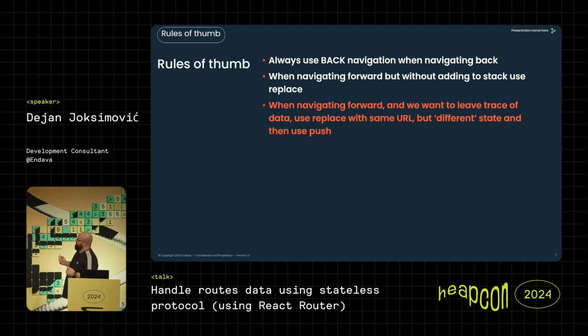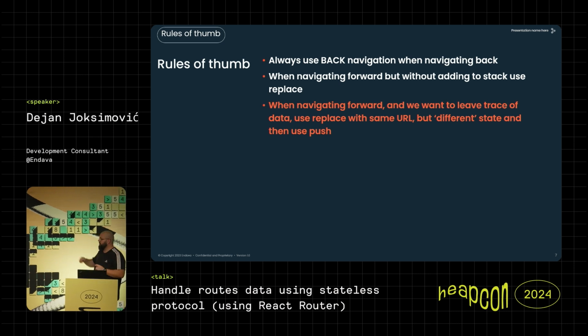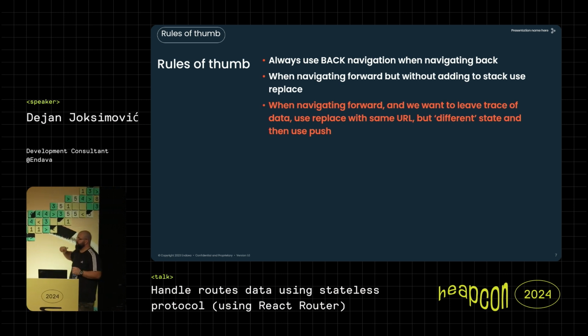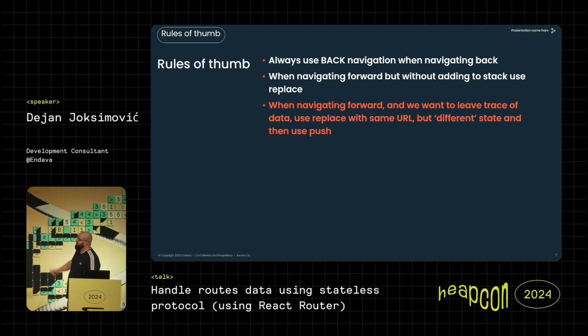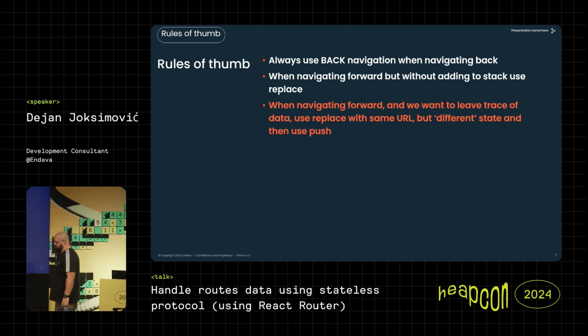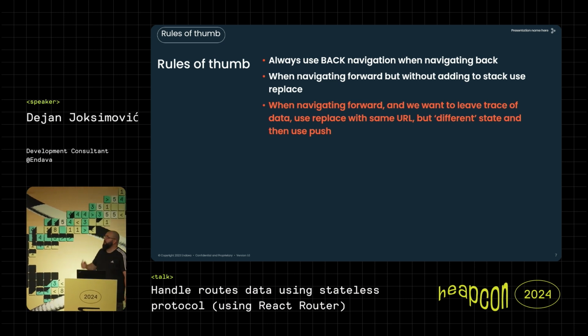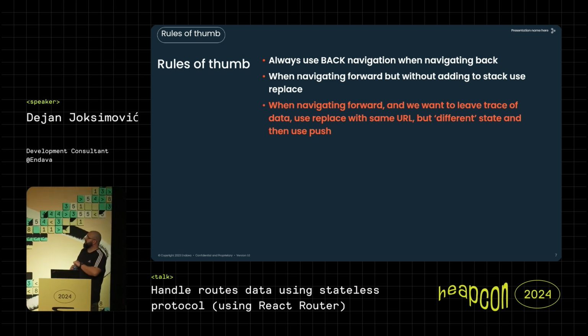When navigating forward, but without adding to the stack, we can use replace. For example, if we have route 1, we have route 2, we want to go to route 3. If we don't want to keep route 2 in the stack, we use replace. We replace route 2 with route 3. Then if we go back, with the first rule, of course, we will be back to route 1, which was something that we wanted. In that case, we definitely use replace.